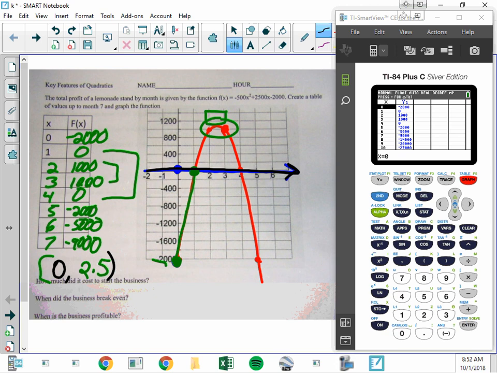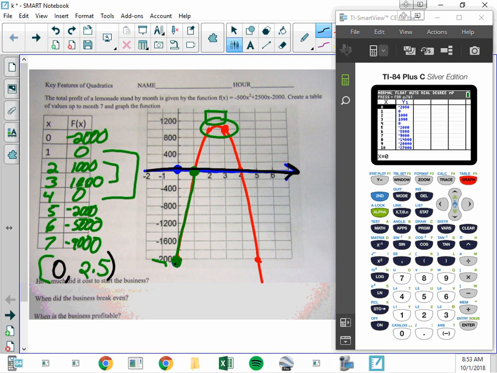We simply say, when is the graph positive? When is the graph negative? When is the graph decreasing? And the answer to every when question is tied to time, and the x-axis is time. So I didn't say the graph is increasing from negative $2,000 up to whatever that is, 1,100, or we'll find out what that is in a minute. I asked, when is it increasing from month 0 to month 2.5?